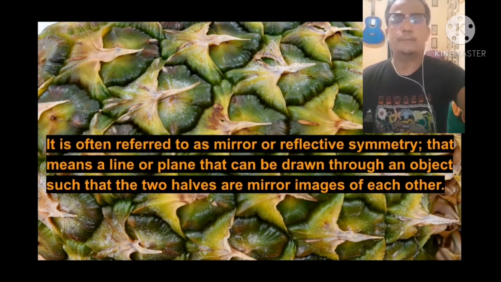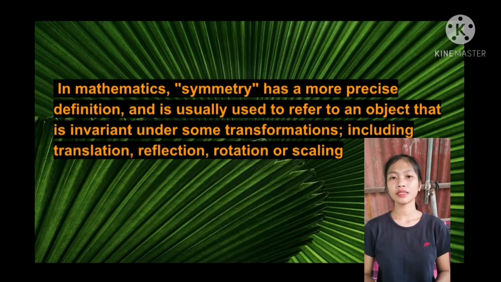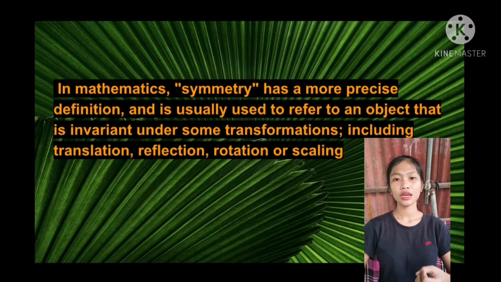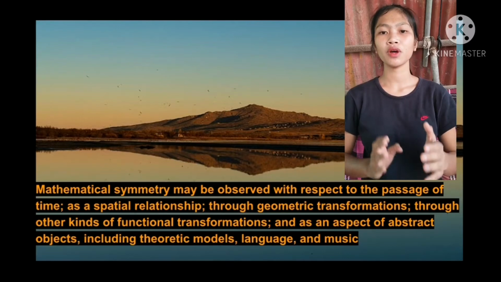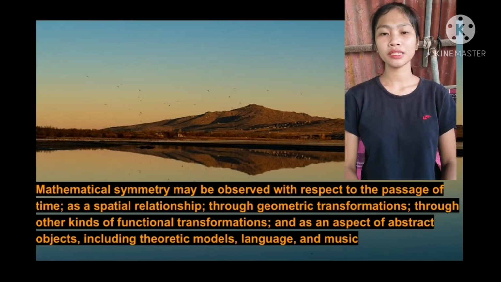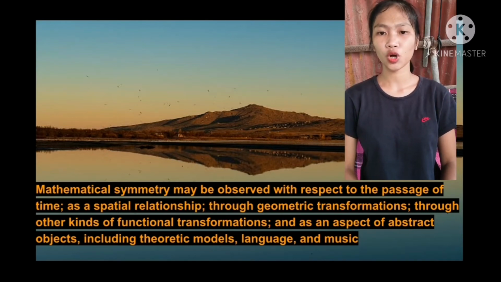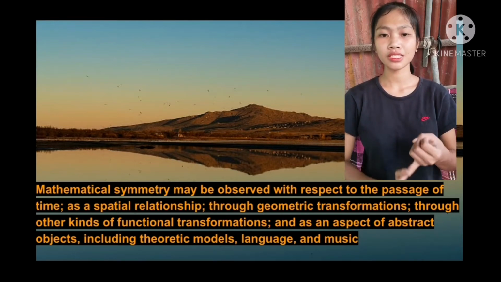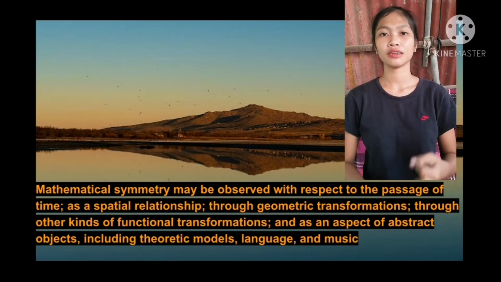of each other. In mathematics, symmetry has a more precise definition and is usually used to refer to an object that is invariant under some transformations, including translation, reflection, rotation, or scaling. Mathematical symmetry may be observed with respect to the passage of time, as a spatial relationship through geometric transformations, through other kinds of functional transformations, and as an aspect of abstract objects, including theoretic models, language, and music.